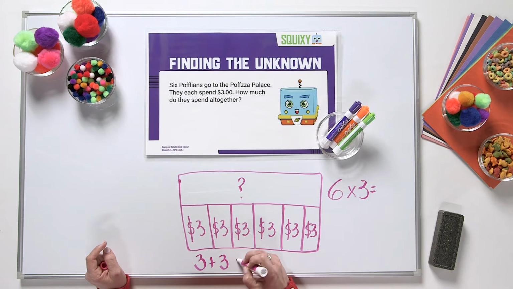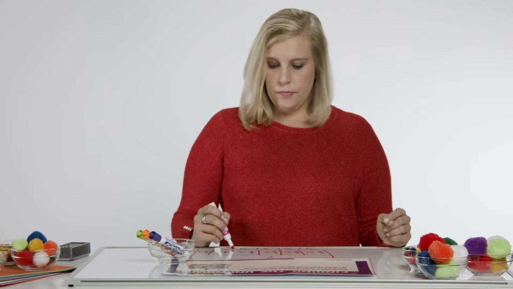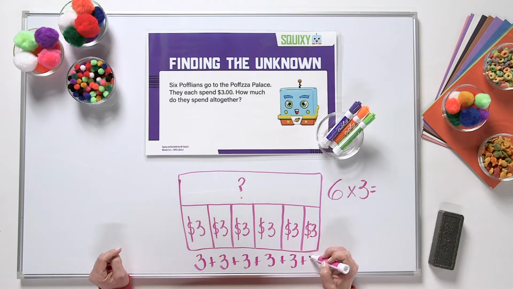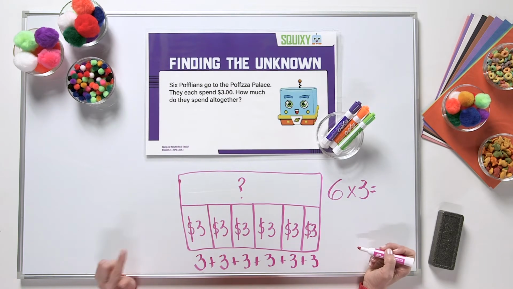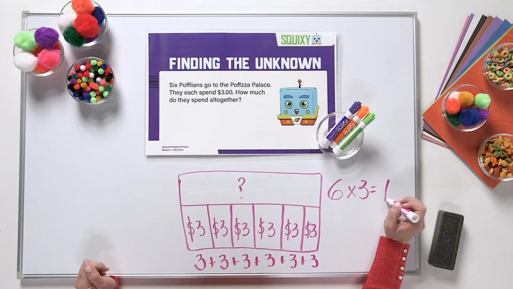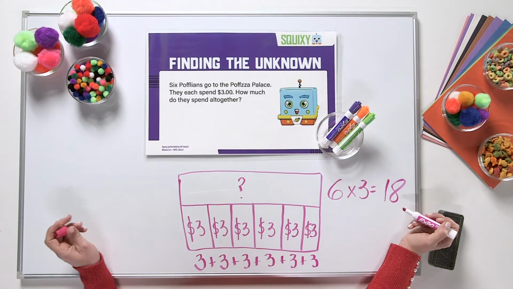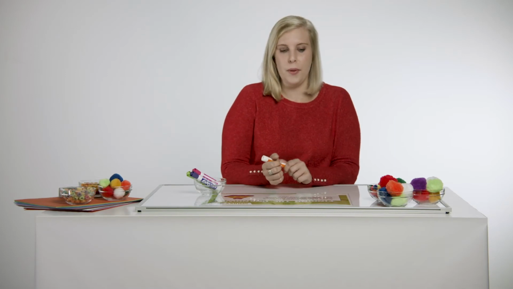3 plus 3 plus 3 plus 3 plus 3 plus 3. 6 groups of 3 is 18. 6 Pofflians spent $18. Well done, friends. Yay. Let's try another word problem.